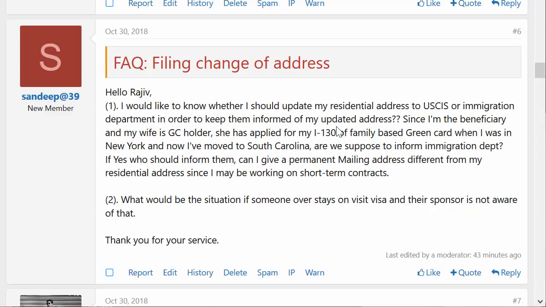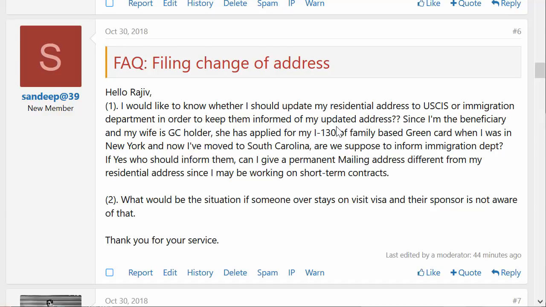If you are working on a short-term contract, I think, because if you intend to live with your wife, I would give your wife's address as the permanent address. And I think that's okay, especially if you're working on short-term projects from place to place.